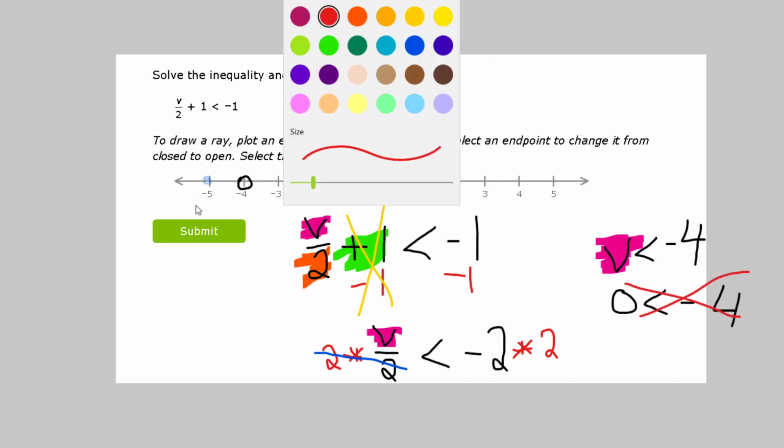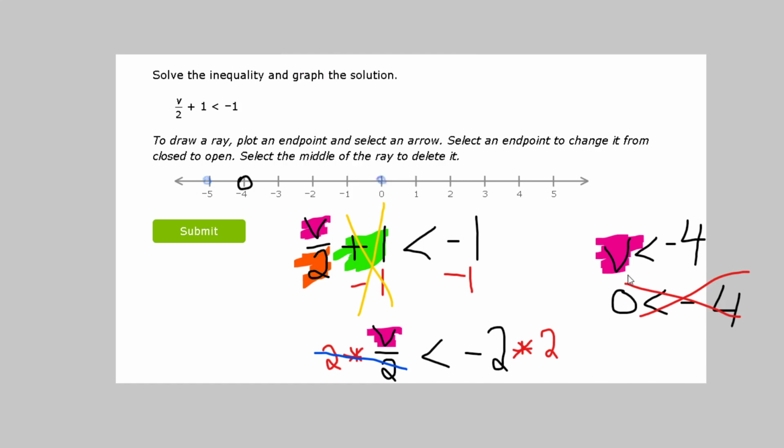Now we're going to try out negative 5 over here. So negative 5, let's see, is that less than negative 4? Yeah, negative 5 is less than negative 4. So that works. So what we did is we tried out 2 different points from both sides of our dot here. We tried out 0. We said that didn't work. So that means everything over here won't work. But negative 5 did work. So that means everything to the left side of this dot will be a solution. Every number to this left side will solve the inequality.